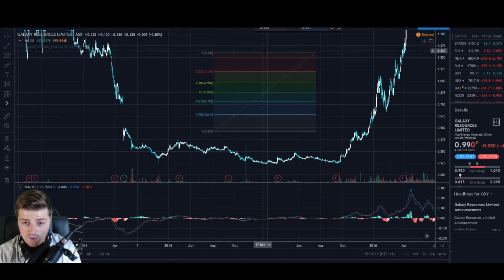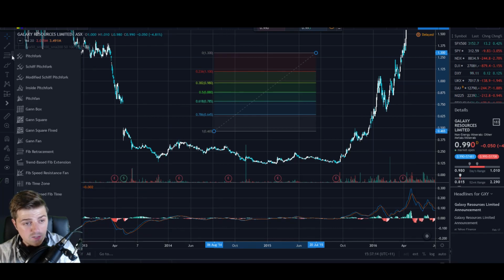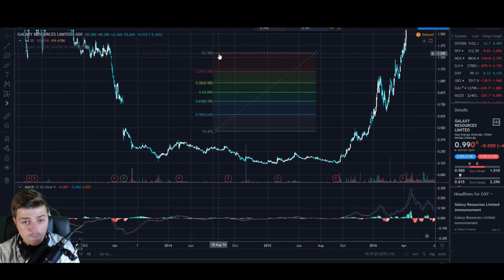Now, Fibonacci is a super common tool. It's probably second only to the trend line. It looks like this, and it's available on the left-hand side, the third icon in TradingView, and it falls under Fib retracement right down the middle. So when we draw it from bottom to top, this is what it'll look like.